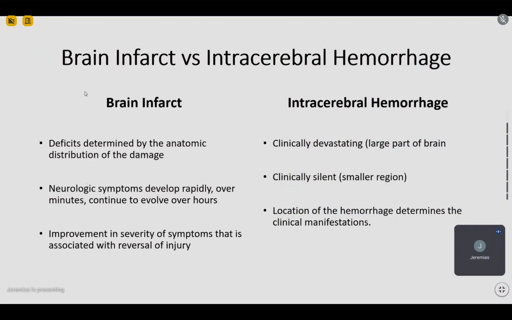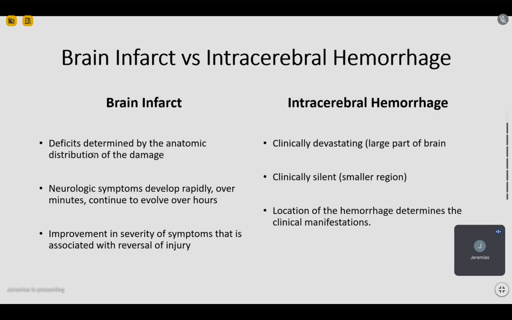So just to compare brain infarct versus intracerebral hemorrhage. So for brain infarct, the deficits are determined by the anatomic distribution of the damage. And in intracerebral hemorrhage, it is clinically devastating. Mostly large part of the brain ang involved.